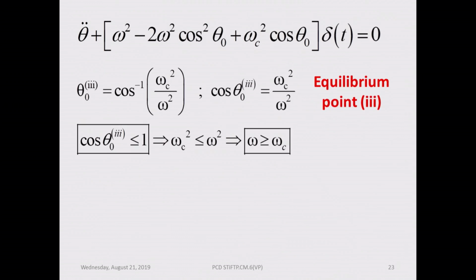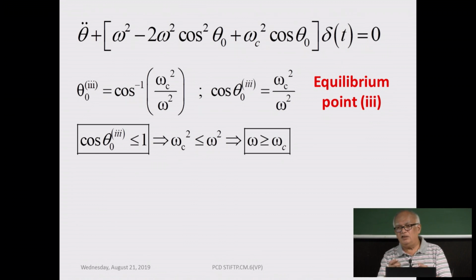What about the third equilibrium point? The third equilibrium point is when you have got this very critical balance between the angle theta and the angular speed at which the hoop is rotated. So, over here you know that cosine theta has an upper bound. No matter what the angle is, it can never exceed 1. So, it is always less than or equal to 1.